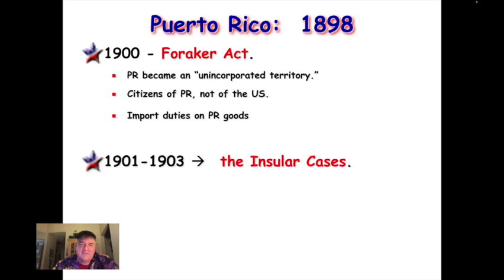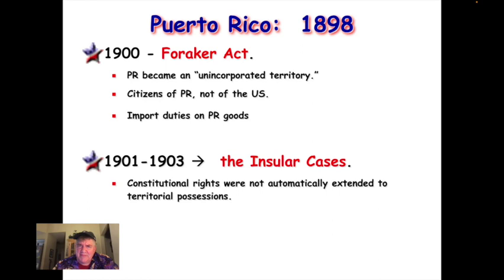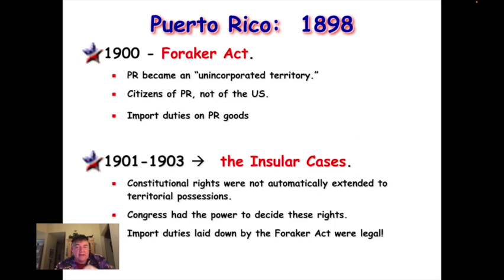And so there were some cases brought up like, hey, is this allowed? Are you allowed to do this? Constitutional rights are not automatically extended to territories. So Puerto Rico citizens, you do not get the constitutional rights that American citizens get. Congress had the power to decide what these rights are. Now, eventually, Congress is going to change some things about Puerto Rico, citizenship, and etc. And import duties laid down by the Foraker Act, totally legal. I like how this ruling is the thing we said earlier. Yeah, that's still good. We're still going to say that's totally legal because, money.